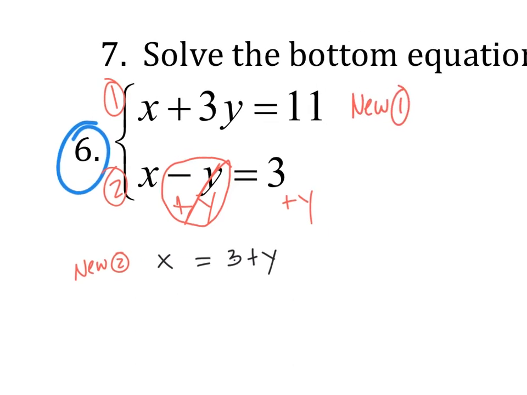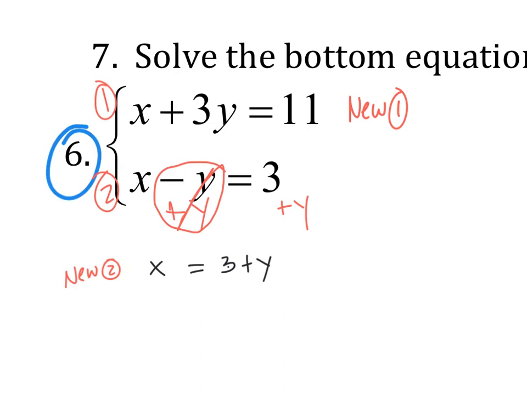And remember, we need to rewrite equation 1 because we have x equal to 3 plus y. So I can take that 3 plus y, since it is equal to x, and I'm going to place it into equation 1 where this x is right here. So that x is going to be replaced with 3 plus y. So let's write that. So let's have new equation 1, 3 plus y is the new x.